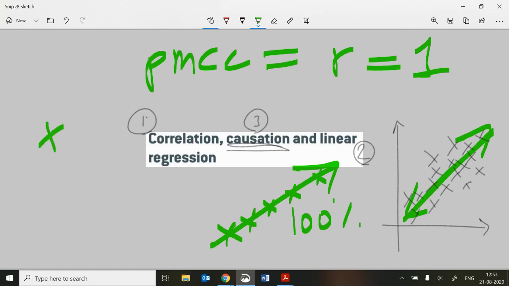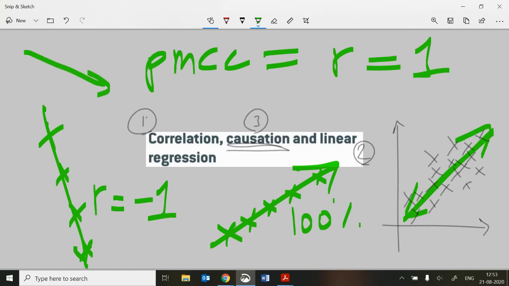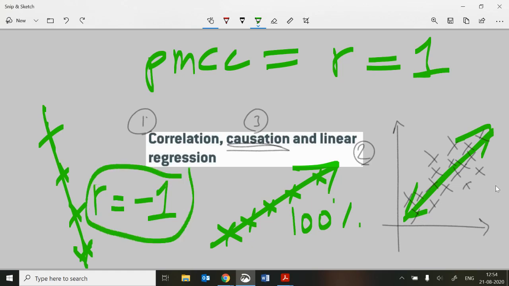Now if we go steep and negative, and it goes through all the points, what would you be expecting there? Well, r in this case gives you -1. It doesn't matter if it's like this as well, if all the points are along the line. It just matters that it's going downwards, and if all the points are in the same direction, then you'll get r equal to -1 for the Pmcc.